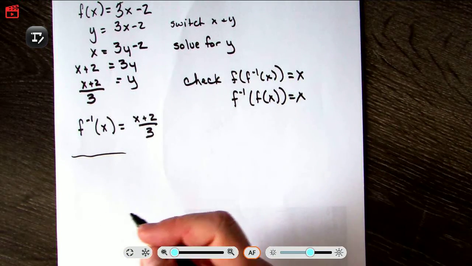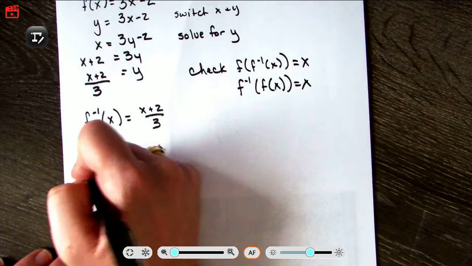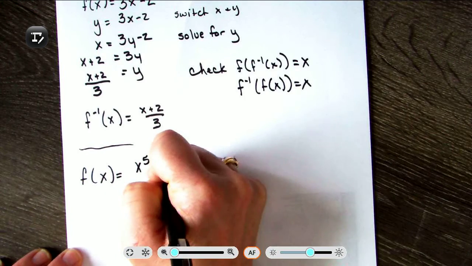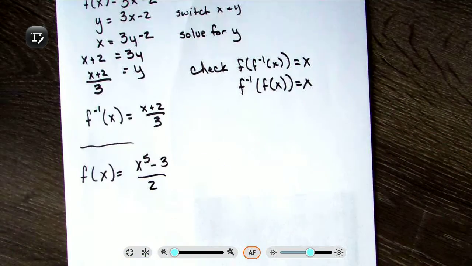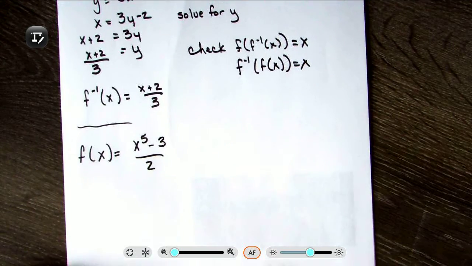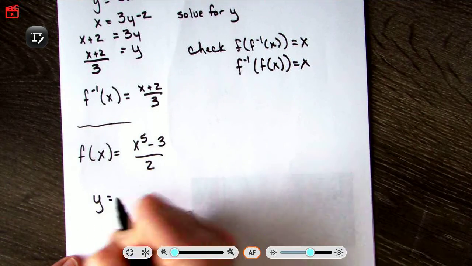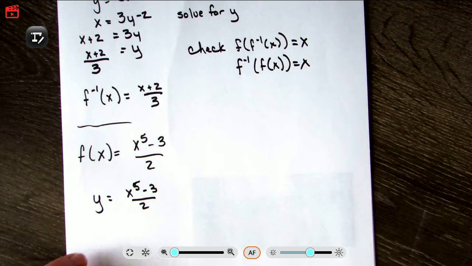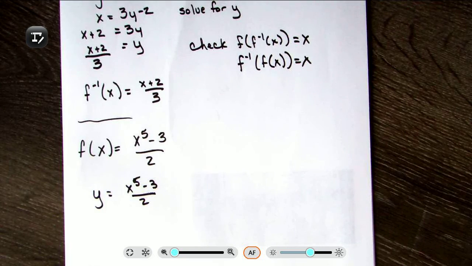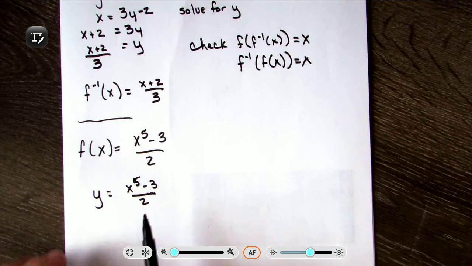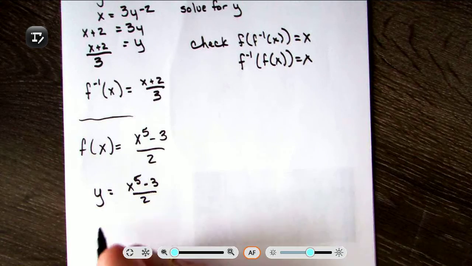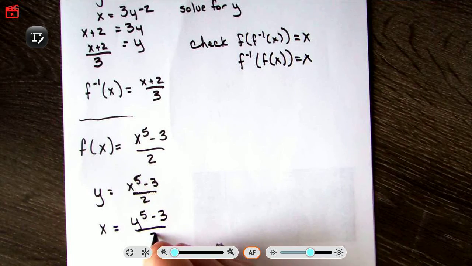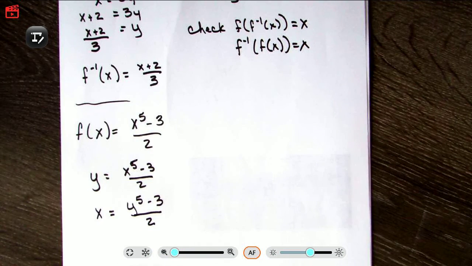And let's look at this one. F of x equals x to the 5th minus 3 all over 2. Okay, again, we're going to rewrite this with a y. Not that you'd have to. It's just a little bit easier to work with than dealing with f of x all the time. Now I'm going to switch my x and y's around. And now I have to solve for y.